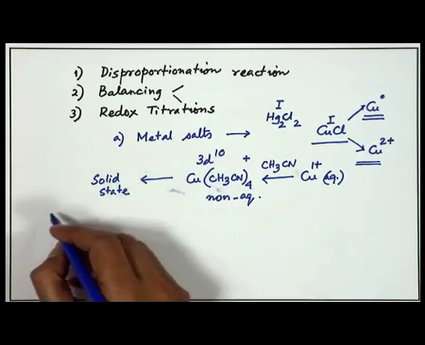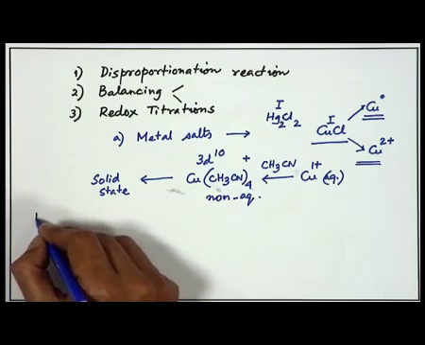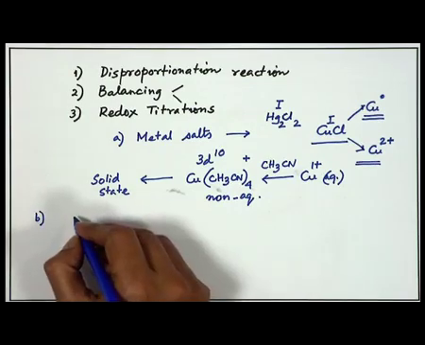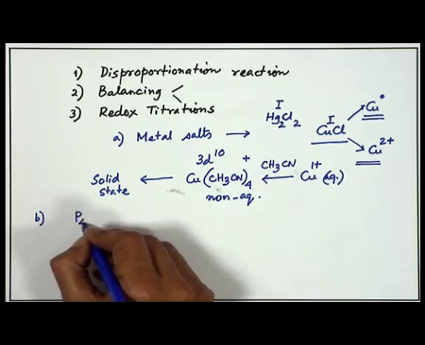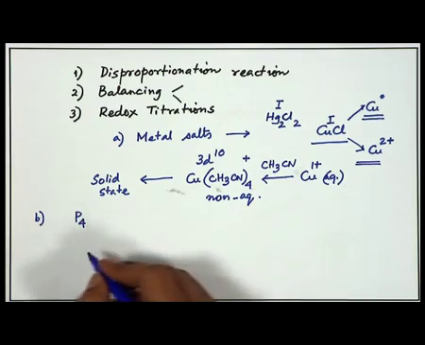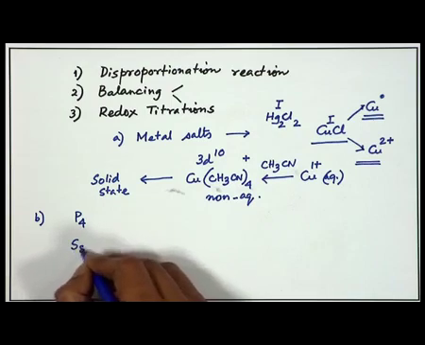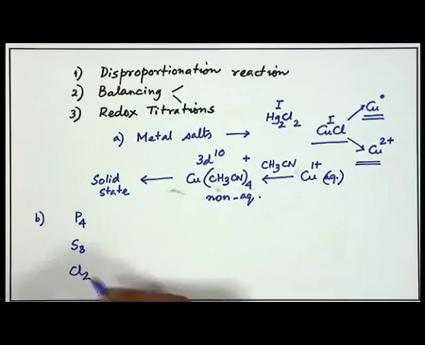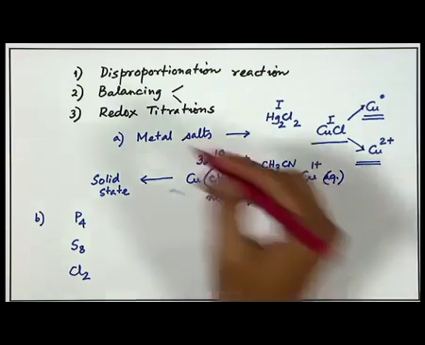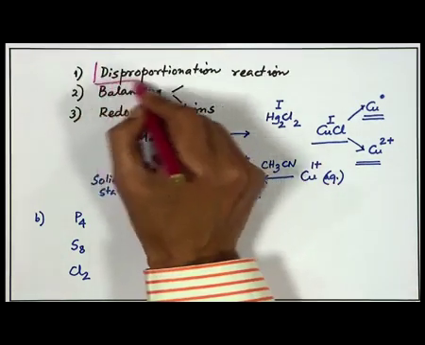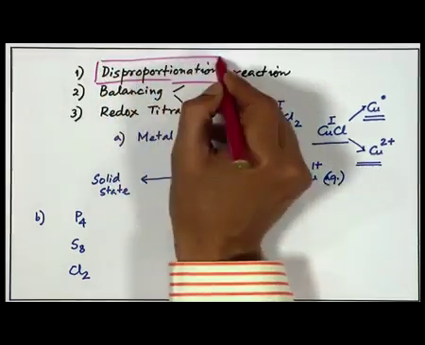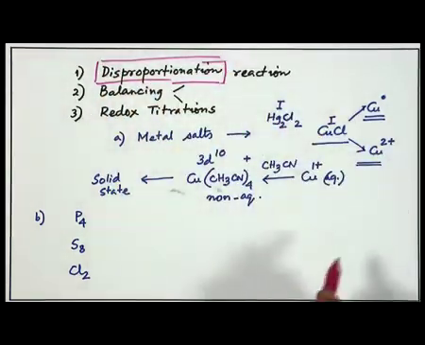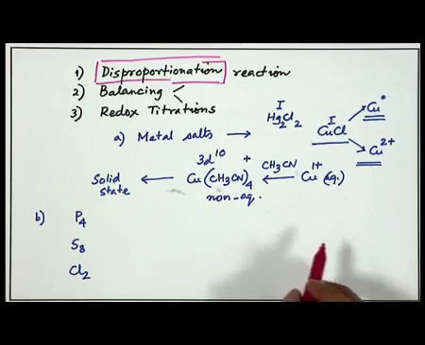Similarly, we can have species in elemental states, say P4, the elemental phosphorus, then S8, the elemental sulfur, and elemental chlorine, the chlorine gas. So, what we see is whether these species can undergo the typical disproportionation reaction that we are talking about here.